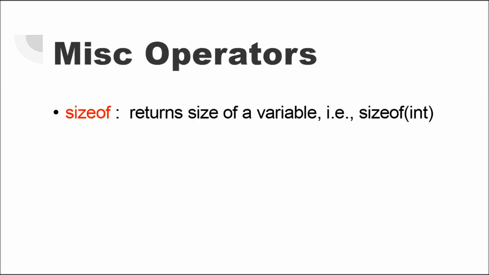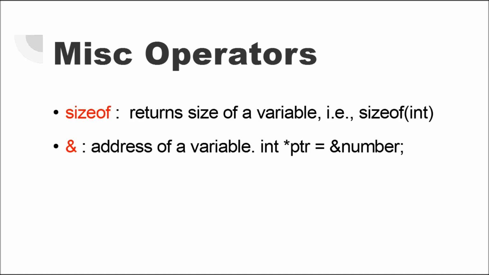So MISC operators, these just mean operators that do not fit into any category. Sizeof, we actually covered this before. Return size of variable. Example, sizeof int. We covered this before, but in case you did not watch it or you forgot, it returns the size of a variable or a data type. And address of a variable. So int *ptr = &number. The & symbol is used to get an address, not the value. This is quite important, and we covered addresses before.